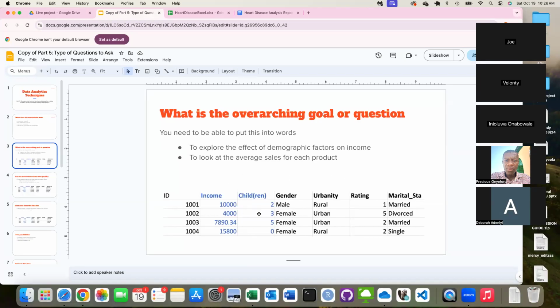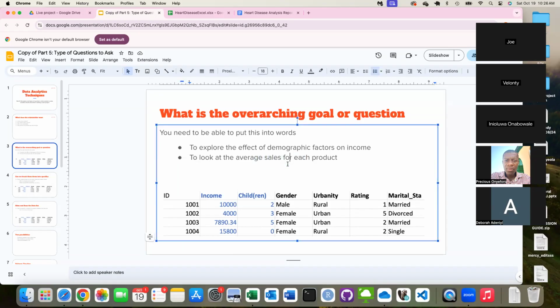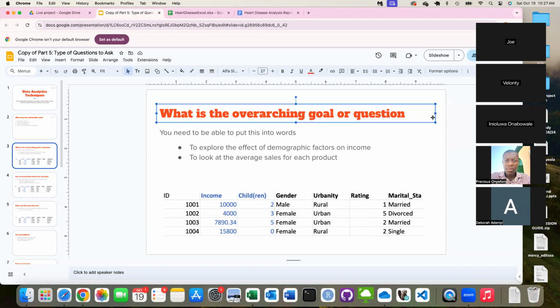So for example, looking at this sample of data that we have here, we have income, children, gender, urbanity, rating, and marital status. So if you want to explore the demographic factors on income, you ask, what's the demographic? I think gender is a demographic factor on income. Or if you want to look at the average sales for each product, we don't have sales here, so we can't do that yet.